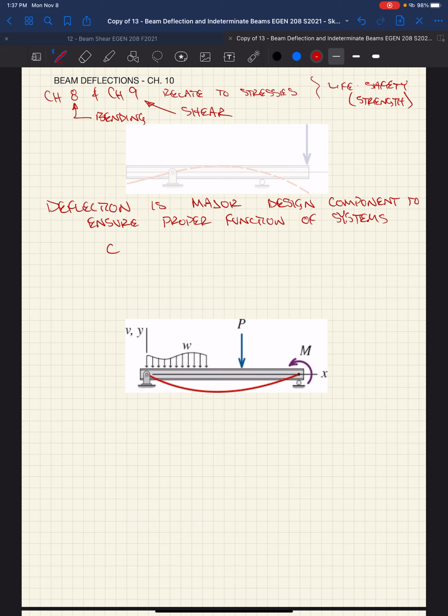For you civil guys and gals, right? Building vibrations. What is going on here? I can't write. Vibrations or movement.